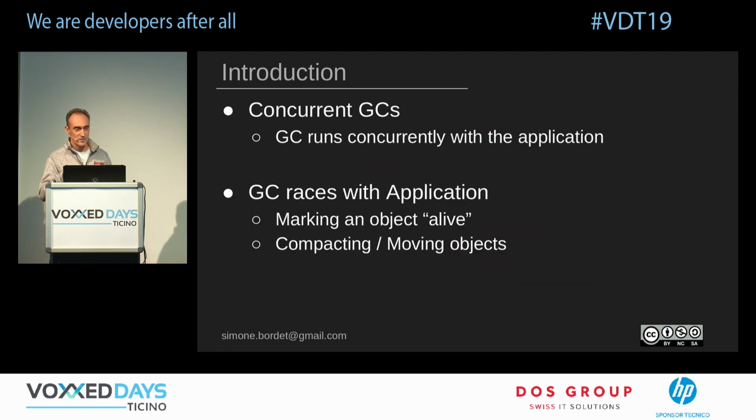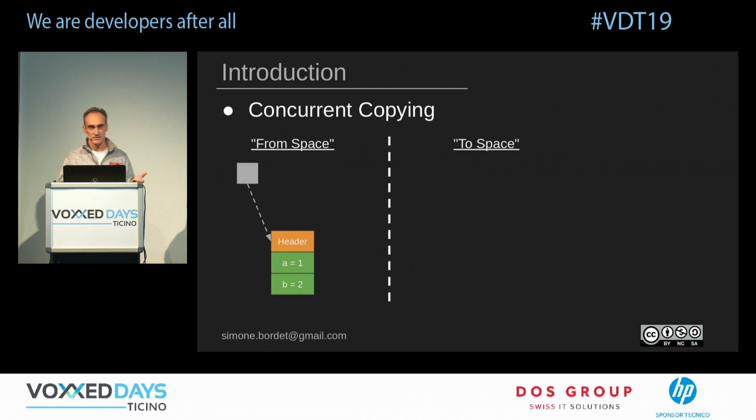So what's the problem with these collectors, though? Well, the problem is exactly in their name. They are concurrent with the application, and by definition they run into a race with the application itself. So, for example, if the garbage collector says, I want to move this object from here to there, and exactly at that moment the application accesses that object, it's a problem. And so this is the problem.